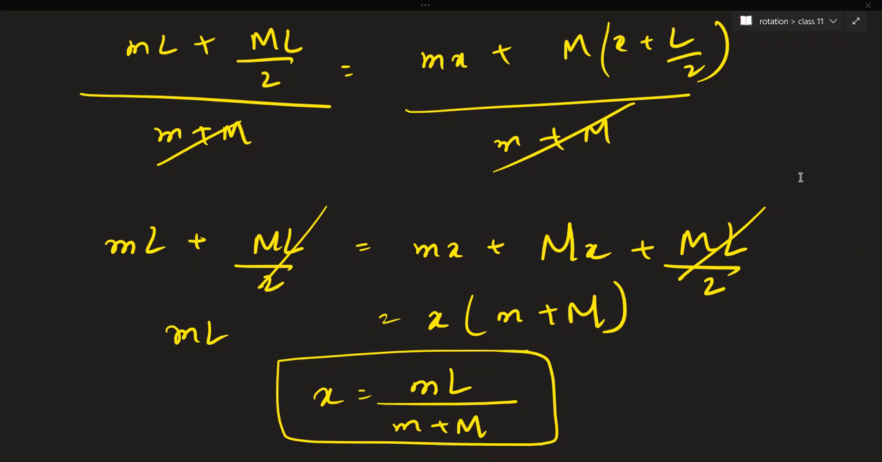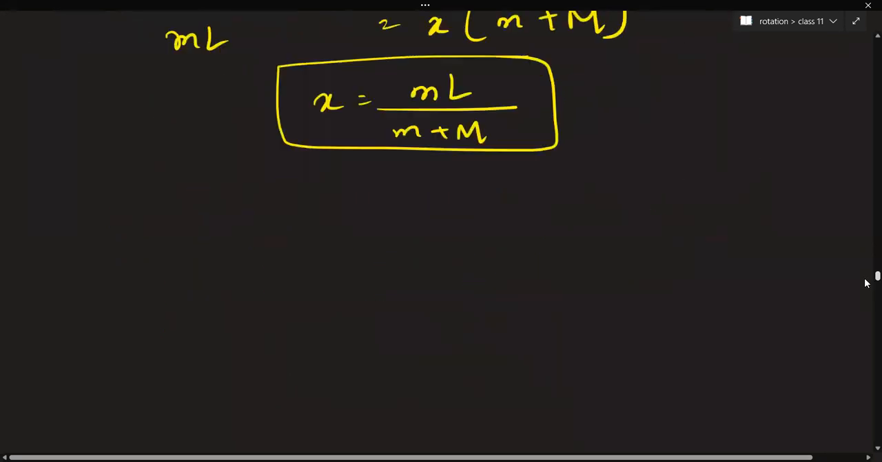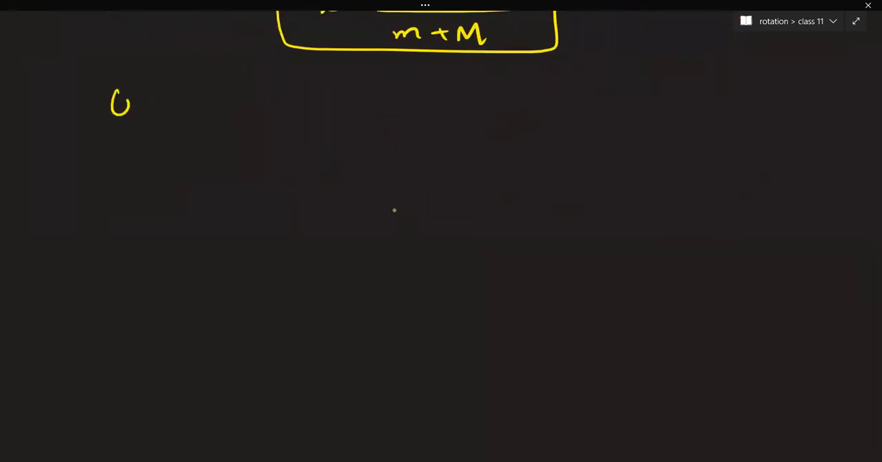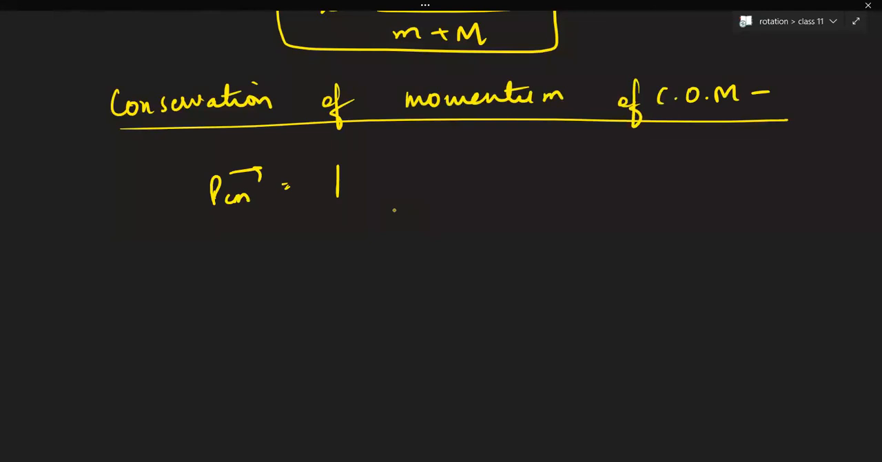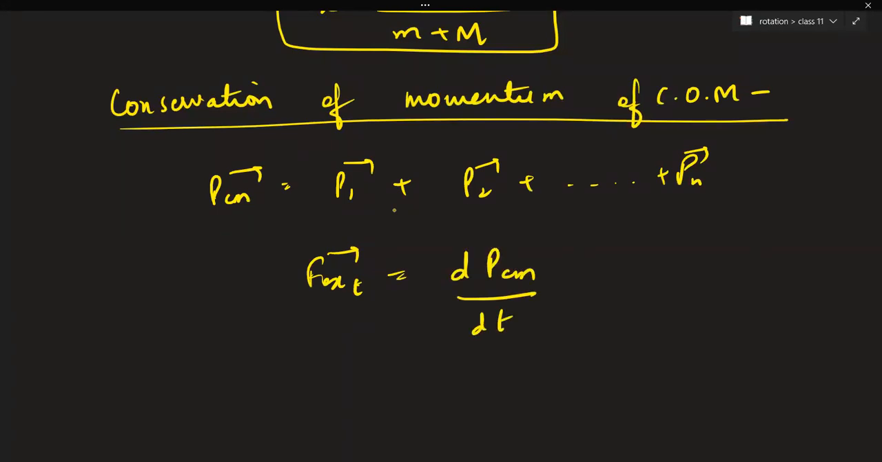See class, conservation of momentum of center of mass, I was saying. See, that is the reason why we did all these steps. Conservation of momentum of center of mass. What did we write just now? P1 plus P2 up till Pn. See, external force on the system. Newton's second law, force is what? Rate of change of momentum. So external force will be rate of change of momentum of the center of mass.